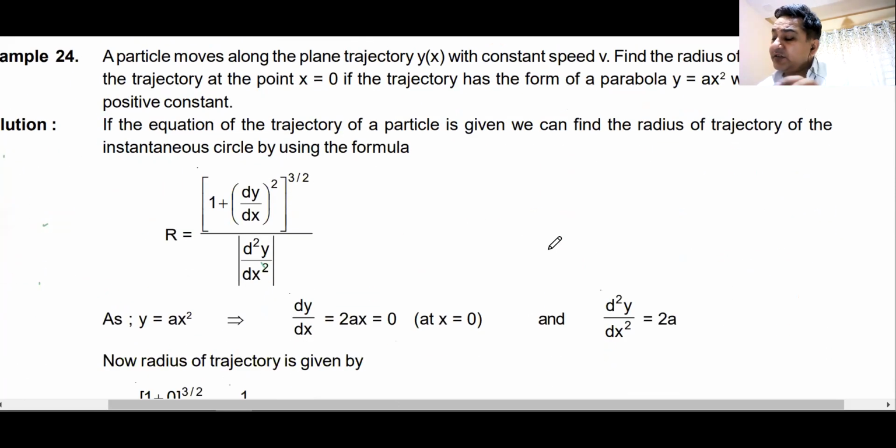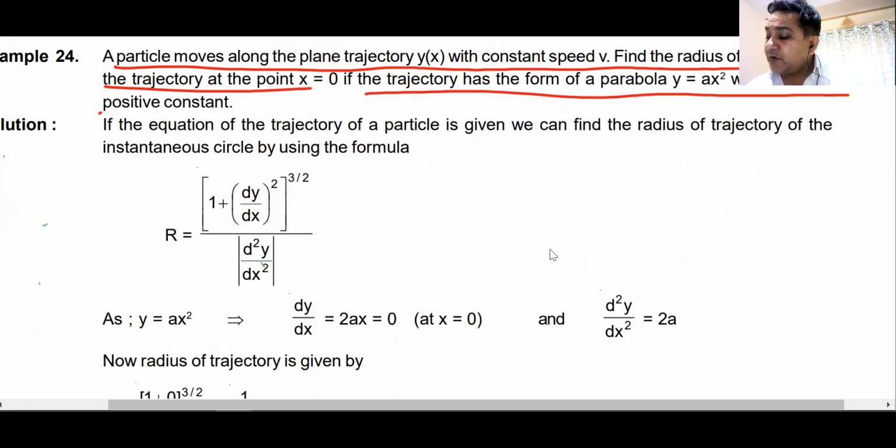Here is the question based on this. A particle moves along a trajectory with constant speed. Find the radius of curvature at x equal to 0 if the trajectory is in the form of a parabola. Please solve it for me. I will give you 2 minutes.